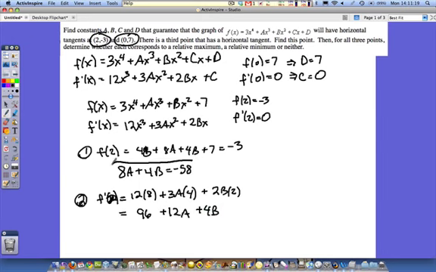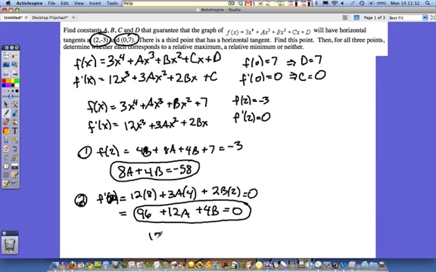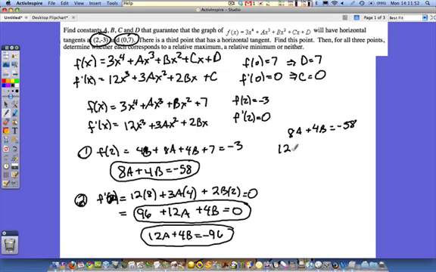Now we have here two equations. We've got that one, and this one is supposed to equal 0. I can clean this one up just a little bit more. I'll make it 12a plus 4b is negative 96. There, so we'll use that. Now let's take those two equations, and now we can figure out what a and b are. 8a plus 4b is negative 58. 12a plus 4b is negative 96.